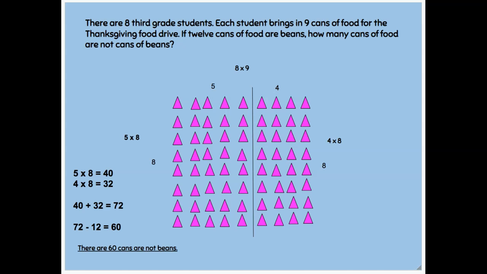Multi-step multiplication. There are 8 third grade students. Each student brings 9 cans of food for the Thanksgiving food drive. If 12 cans of food are beans, how many cans of food are not cans of beans?